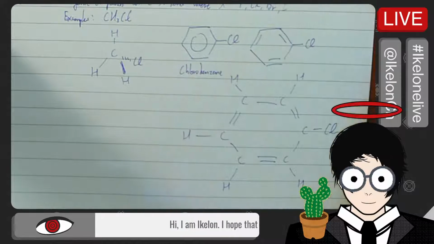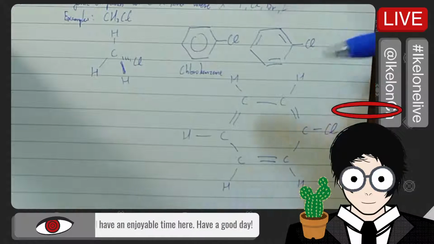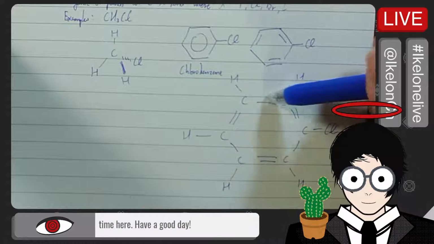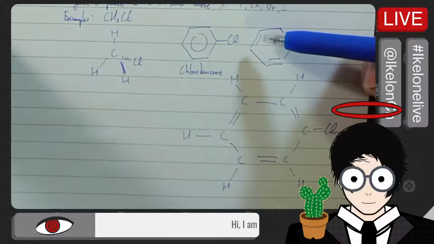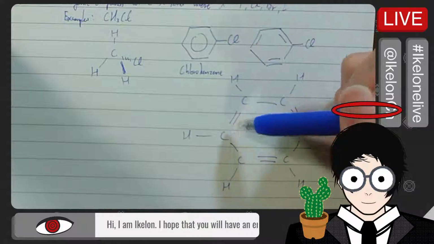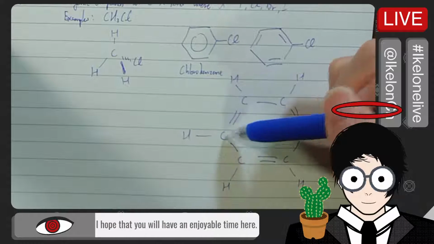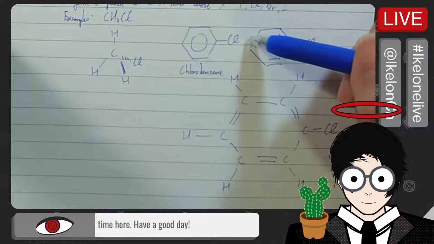But anyway, let me tell you guys about this. Each line represents a carbon-carbon bond, so this is represented by this line, and a double line represents a carbon-carbon double bond. So the carbons are doubly bonded to each other. And hydrogens aren't drawn out in the skeletal structure because we assume they are there.